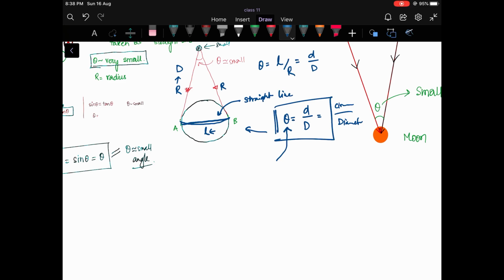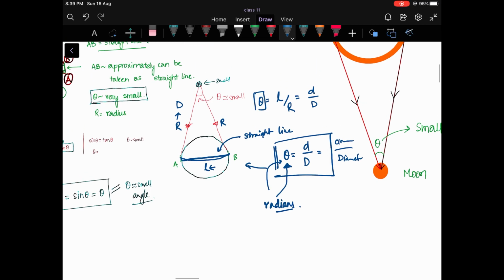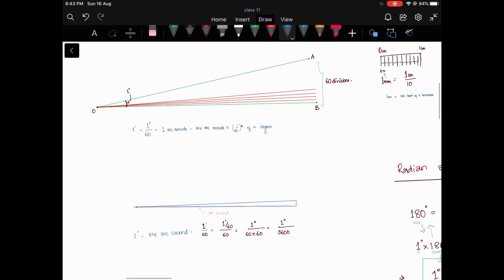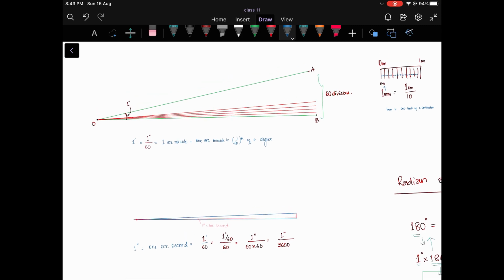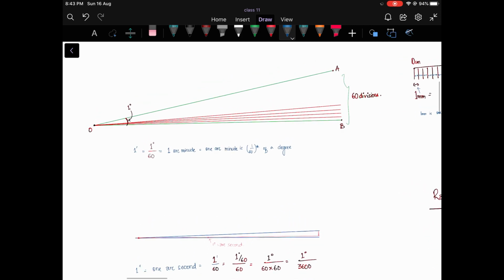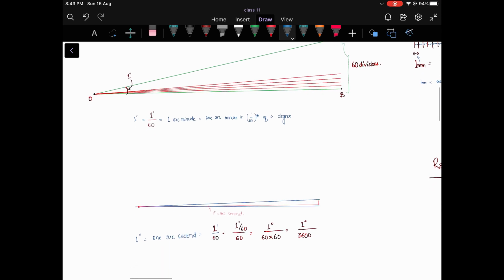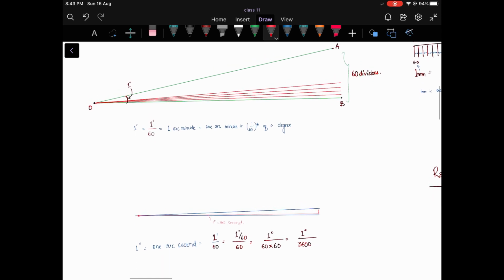Now this definition is valid provided we take this angle theta only in radians measurement. That means whenever we have written this formula here, we are always going to make sure that this theta is measured in radians. Now some of you have a problem in your measurement of angle, which we have written as arc minute and arc seconds.